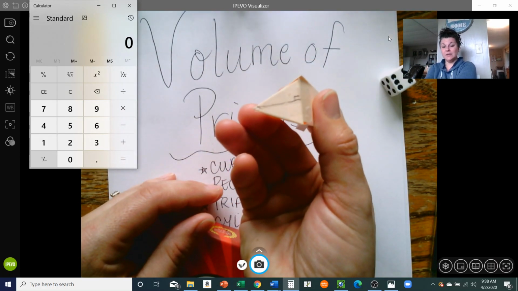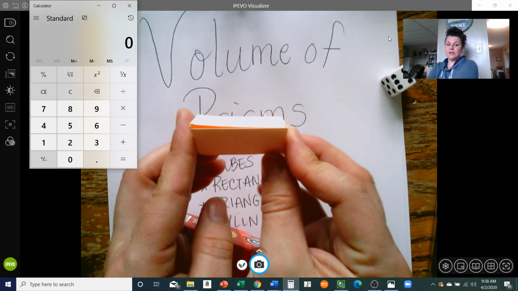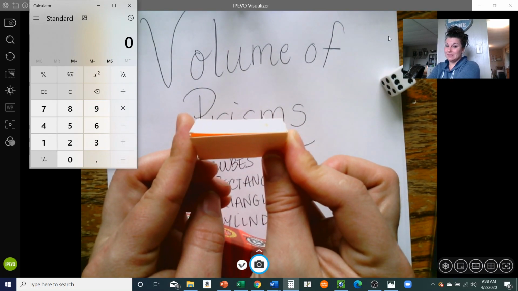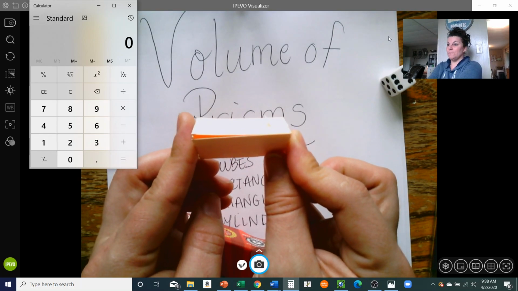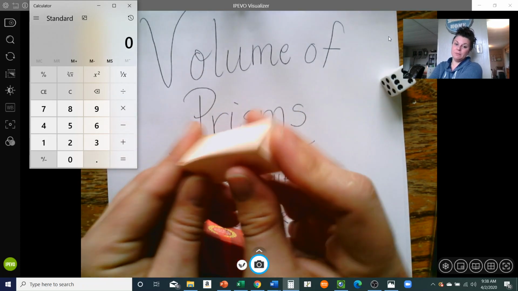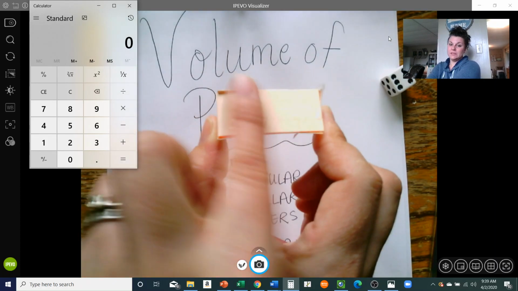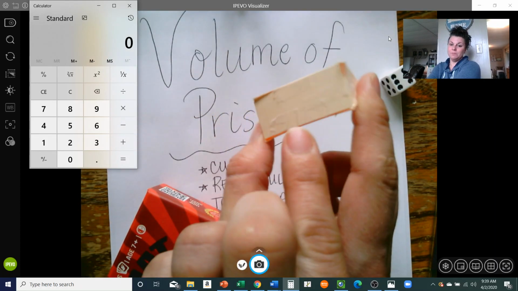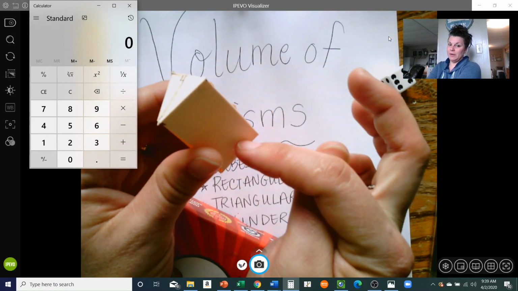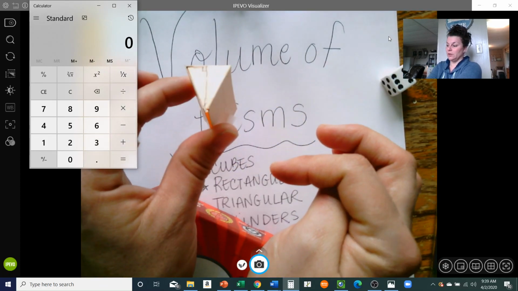When we talk about the height of any of these things, we're talking about the distance between the bases. I could have my triangular prism set like this, and when I talk about its height, that's not the same thing as the height here. When we say height of the prism, we mean the distance between the bases. So this is the height of my triangular prism. If I find the area of the triangle and multiply it by the height, that will give me the volume for the triangular prism.